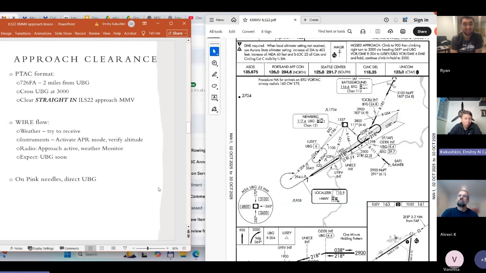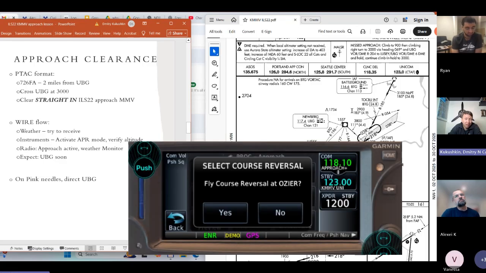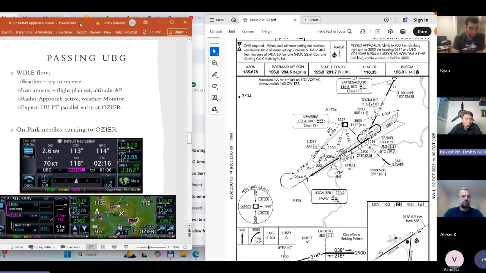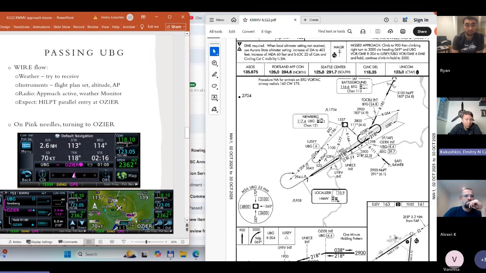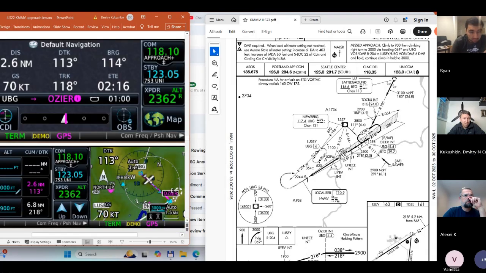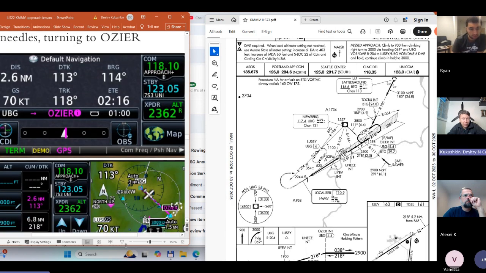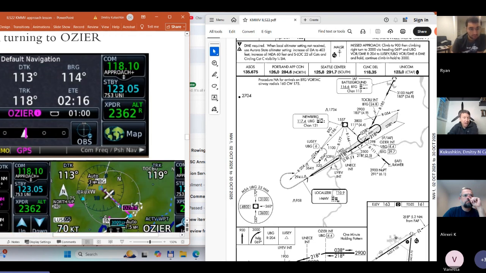Now, when you are loading this approach, depending on where you're flying from, the 650 may ask you if you need a course reversal. If you're choosing Auger as transition, it will ask. But if you are choosing Newburgh, it will just load. And zooming in, the picture will look like this. You are on an active leg that is in pink, or magenta to be exact, but I call it pink, Newburgh to Auger.